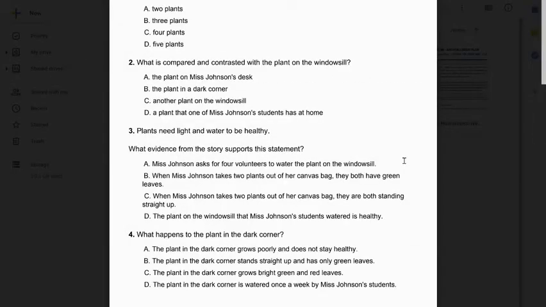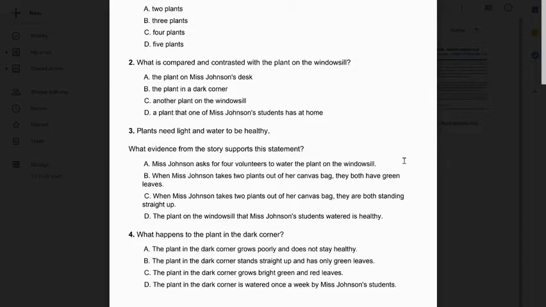Here are our first 4 questions for task number 2. Number 1, what does Miss Johnson ask her class to look at and describe? Is it 2, 3, 4, or 5 plants? Number 2, what is compared and contrasted with the plant on the windowsill? So what do they compare with that plant on the windowsill? The plant on her desk, the plant in a dark corner, another plant on the windowsill, or a plant that one of Miss Johnson's students has at home.